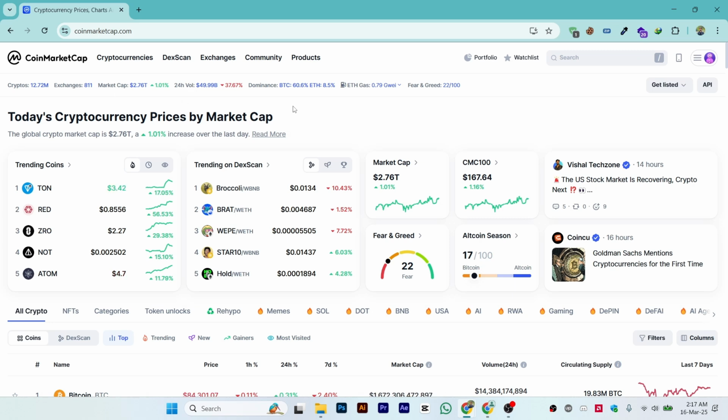So that is a simple and easy answer to whether you can do trading and what the purpose of CoinMarketCap is. That is the answer to your question: can you buy cryptocurrency on CoinMarketCap or not.